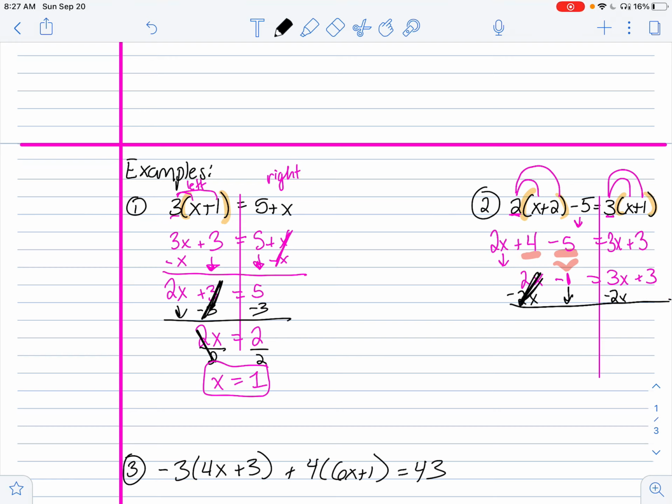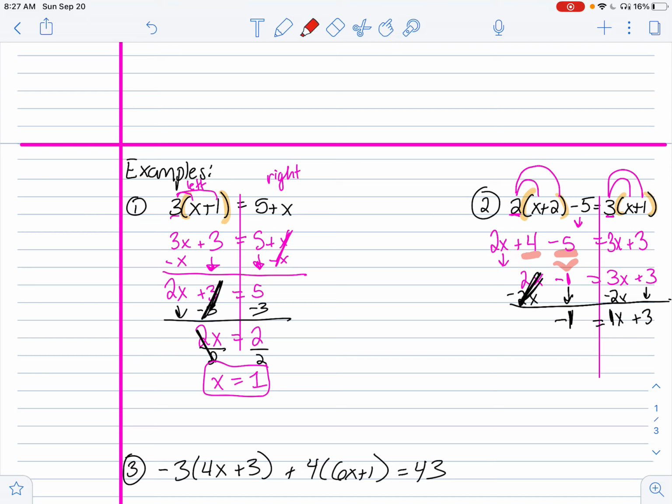I bring down my minus 1 since I haven't used it. Equals 3x minus 2x. 3 minus 2 is 1x. And then I bring down my plus 3. So now I have minus 1 equals 1x plus 3.